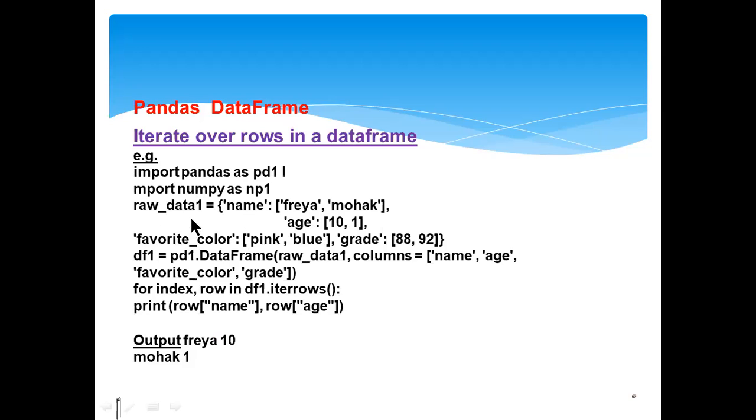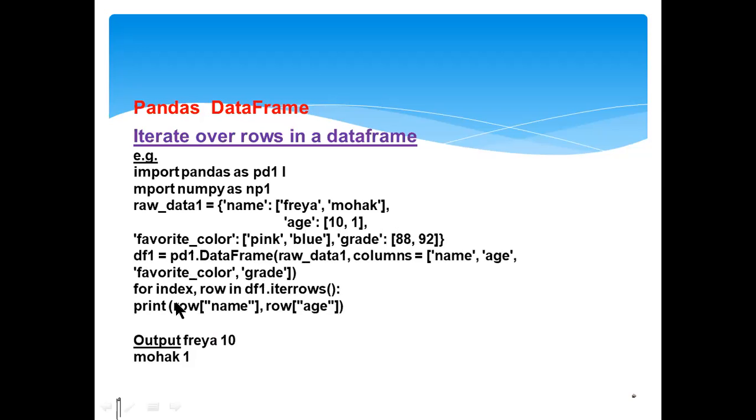This is one variable name. And here the colors pink, blue, and grade is written 82, 80, this value 88 and 92. And df1 equals DataFrame. So here row_data1 you have to use, columns equal name, age, this favorite_color, you have to call with the grade.